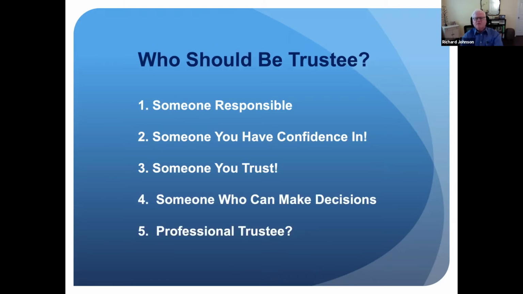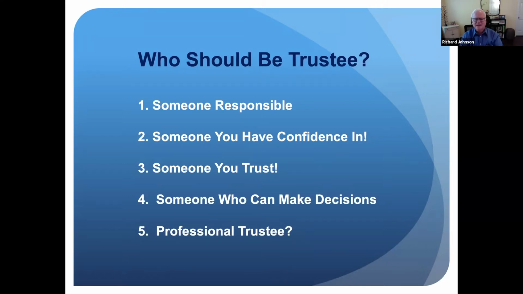So if anybody can be a trustee, who should be a trustee? Well, these are the characteristics that we think that each trustee should have when you're choosing a trustee. First of all, you want somebody who's responsible. Do you really want that irresponsible brother-in-law that you have managing your affairs? Probably not. So we want to pick somebody who's responsible. We also want somebody that you have confidence in.